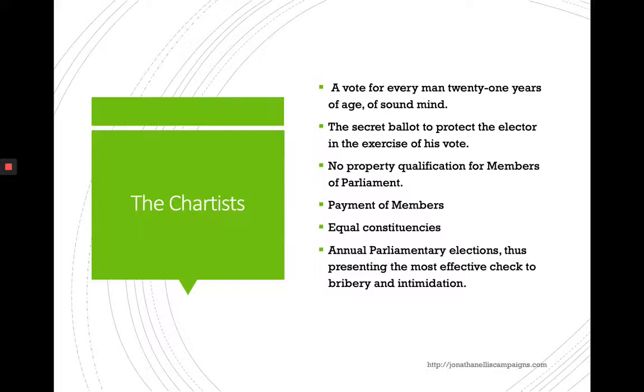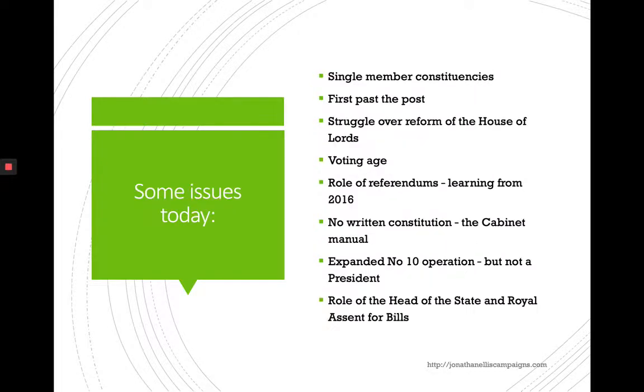They wanted the secret ballot, which I mentioned already, to protect the elector in the exercise of his vote. They wanted no property qualification for members, and they wanted payment of members, so that you could be independent. You didn't have to be wealthy to be a member of Parliament. They wanted equal constituencies, and really interestingly, they wanted annual parliamentary elections. Can you imagine that? An election to Parliament every year. And they argued that this presented the most effective check to bribery and intimidation.